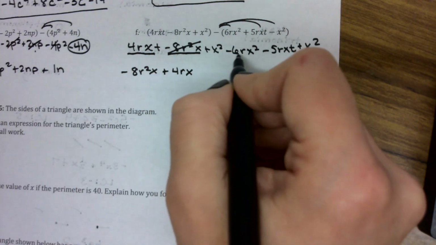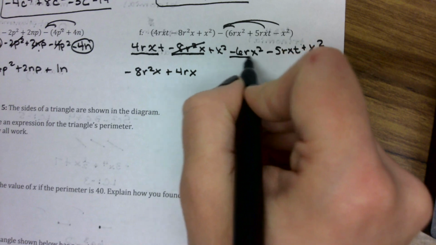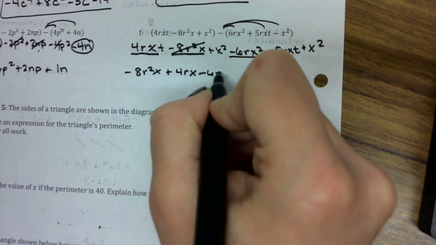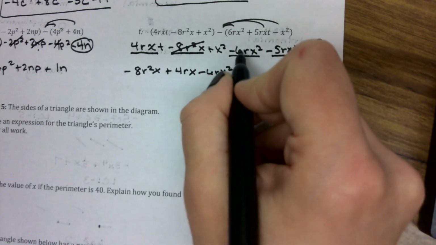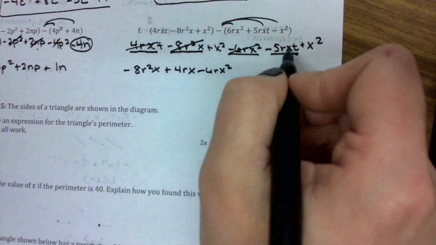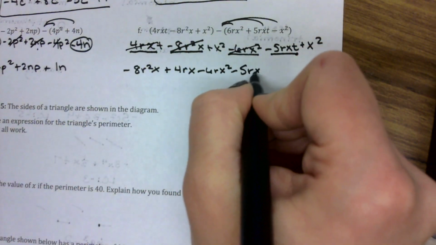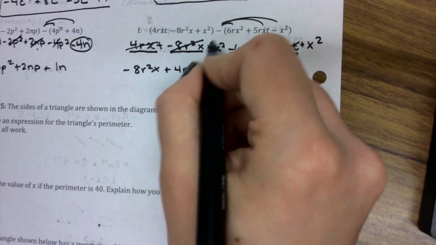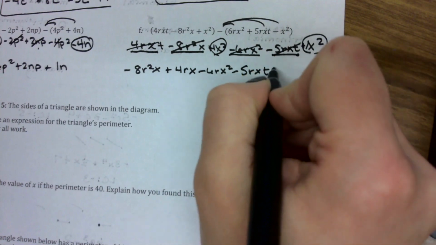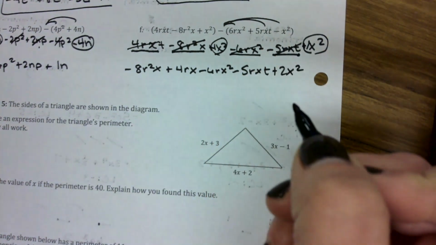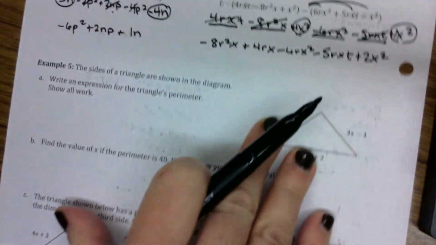Then we have our x squareds. Sure, let's go with that. There's none other. And this is our xt. So we're going with that. Then we have an x squared and an x squared, which is 1x squared and a 1x squared, so it's 2x squared. Okay, you're not going to run into this much.